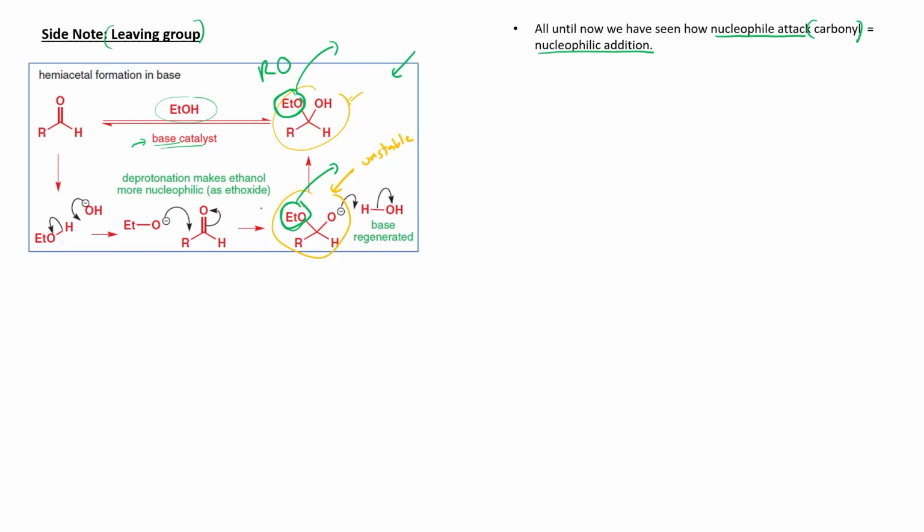So it's not only addition, because this is addition. But when there is a leaving group in the reaction, and it is a good leaving group, then that leaving group has the probability to go out. When the leaving group goes out, then the reaction is not only addition anymore. It can undergo elimination, or it can also undergo substitution.